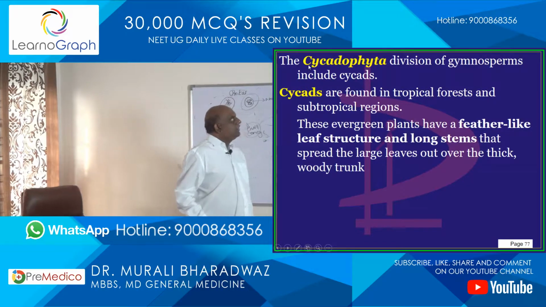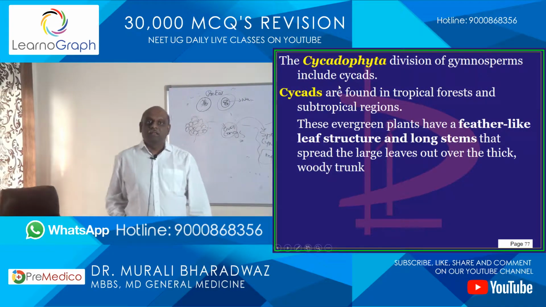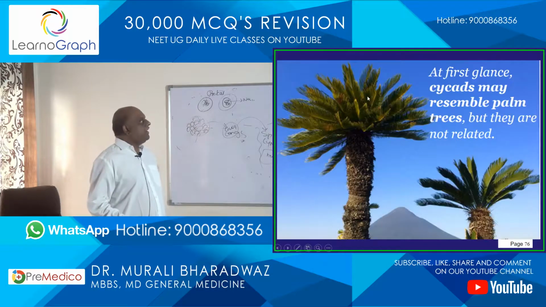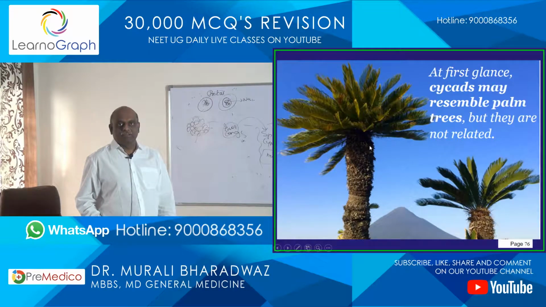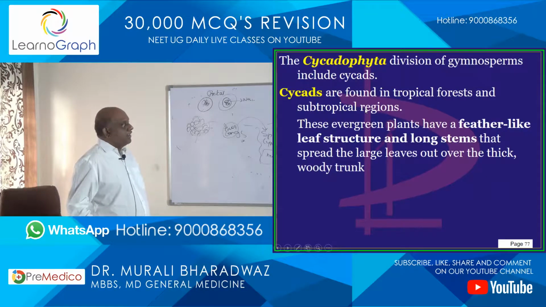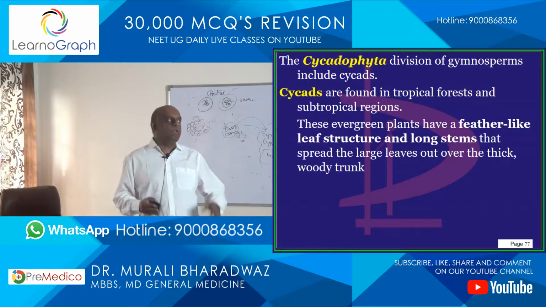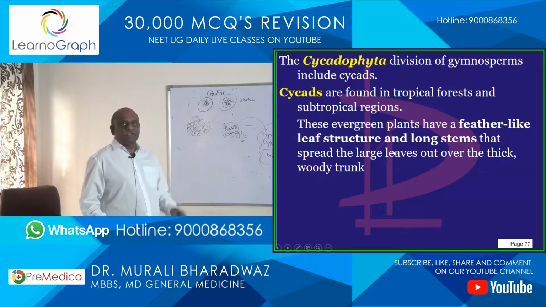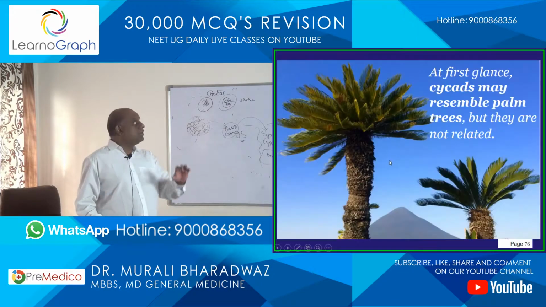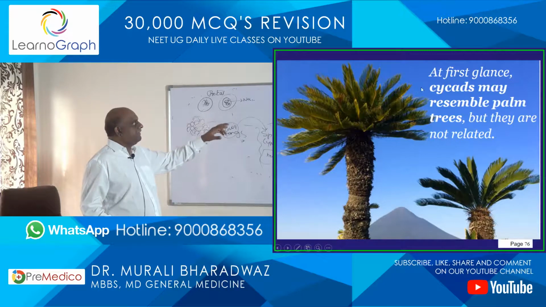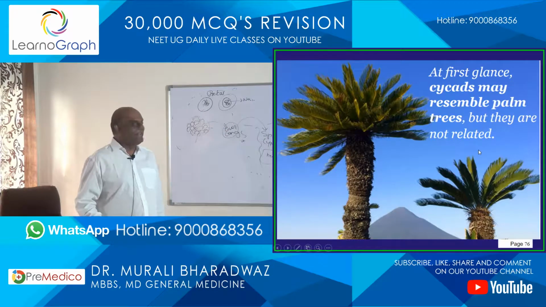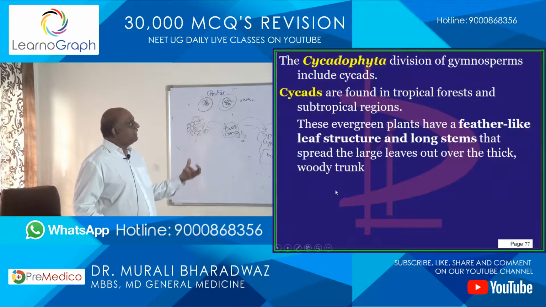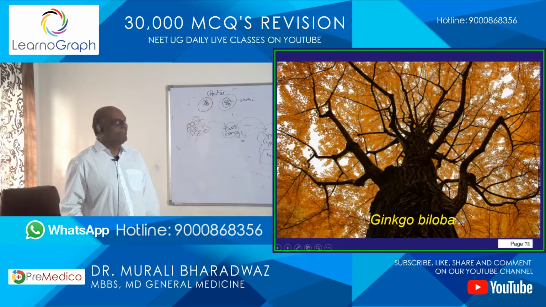So this Cycadophyta, one of the divisions of the gymnosperm, इसके अंदर cycads होता है. So where do you find these cycads? Part of the gymnosperms. Tropical forest, classical location, and they have a feather-like leaf structure and a long stem. Feather-like leaf structure, like feathers. पीकॉक को फेदर्स रहता है ना, जैसे फेदर लाइक लीव्स एंड ए लॉन्ग स्टेम एंड ए वुडी ट्रंक.